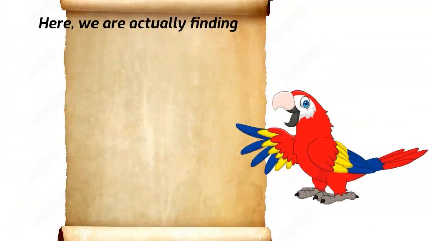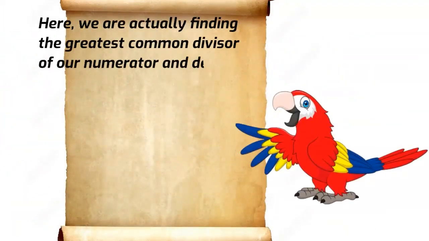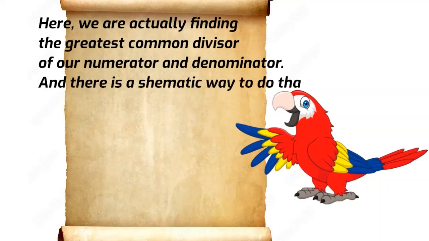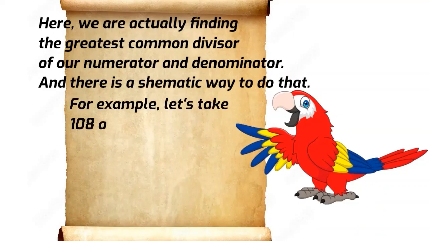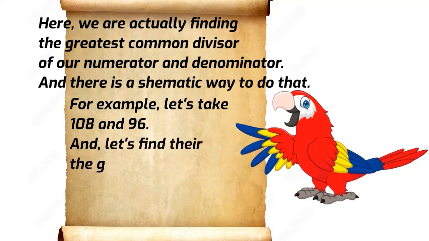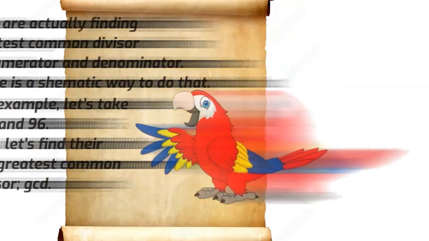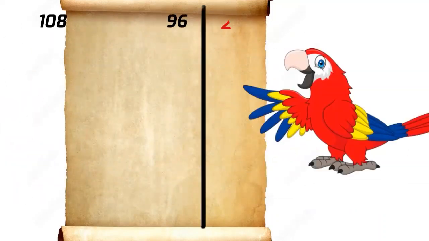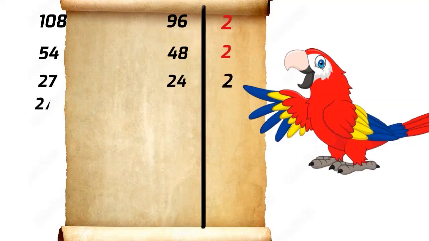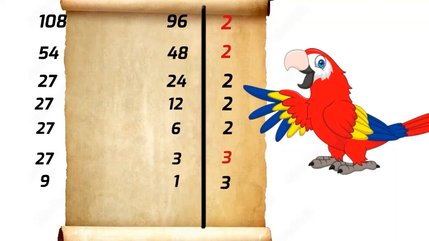Here, we are actually finding the greatest common divisor of our numerator and denominator. And there is a schematic way to do that. For example, let's take 108 and 96, and let's find their greatest common divisor, GCD. 2 divides both 108 and 96. Again, 2 divides both 54 and 48. 2 divides both 27 and 24? No, 2 divides only 24. Again, 2 divides only 12 and 6. Then, 3 divides both 27 and 3. 3 divides only 9 and 3.